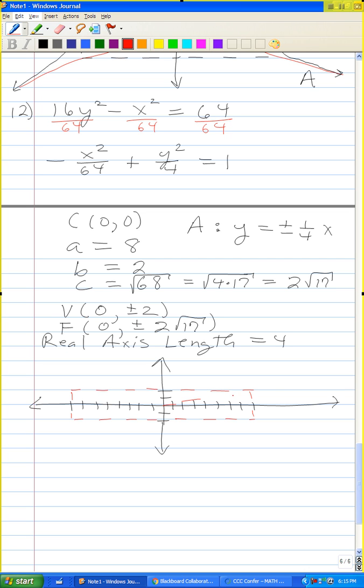Oh, those are going to be really flat. This is very, very flat. Oh, maybe even more so than that. This is a very flat hyperbola. Okay, and so let me see if I can draw this. Oh, this is going to look like nothing. This is very flat.